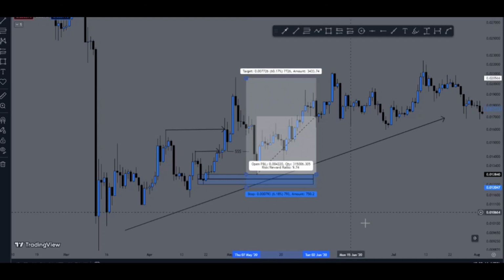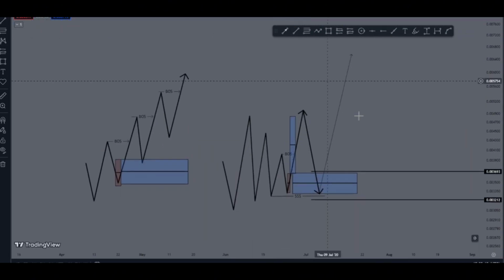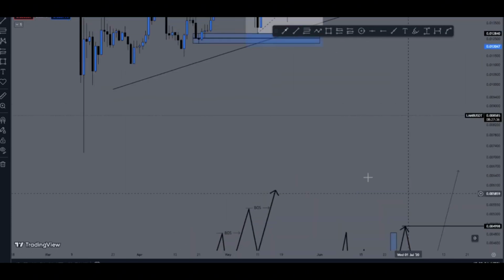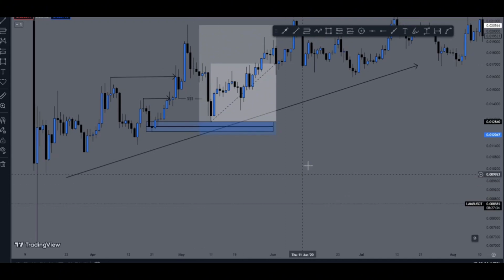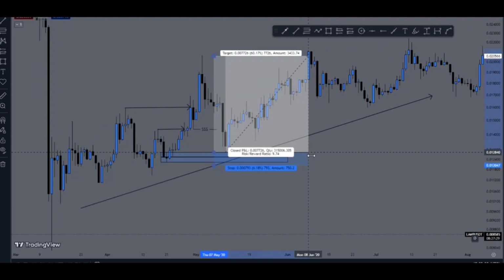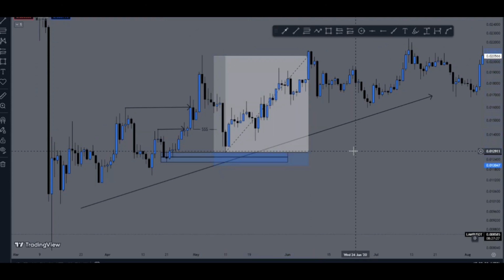Remember when I told you that your take profit should be the last high? And you shouldn't get distracted by this stuff. Just your take profit should be the last high. So this is how you get your demand zone.